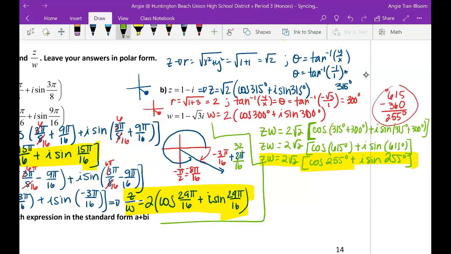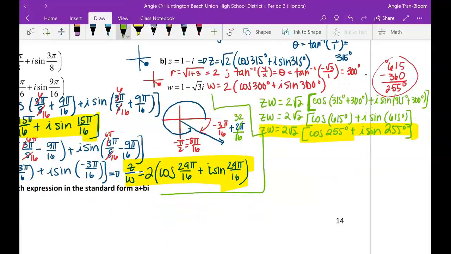Now let's do division. Woohoo. So z divided by w equals, z has a radius of radical 2, and w has a radius of 2. I will now subtract the angles. So cosine of 315 take away 300 is now just cosine of 15 degrees. If you have cosine of 15 degrees there, you will also have sine of 15 degrees here. And I am done with my division problem.